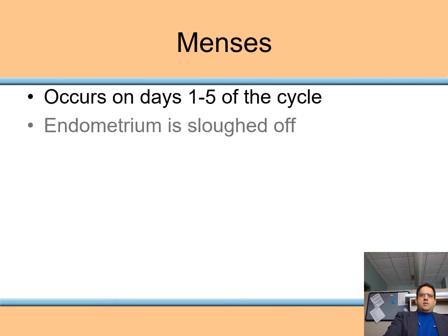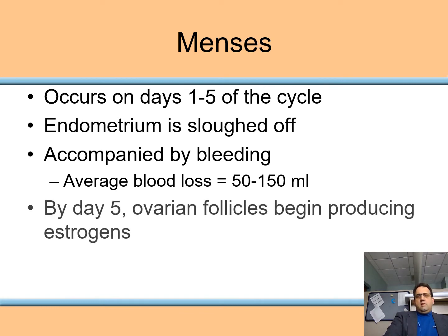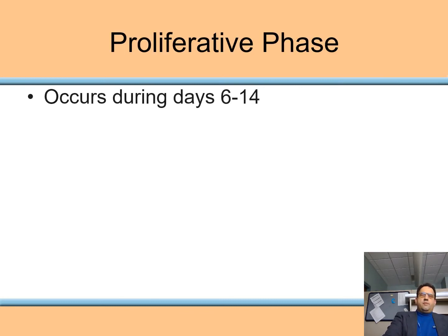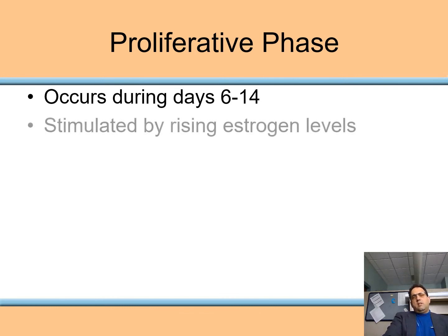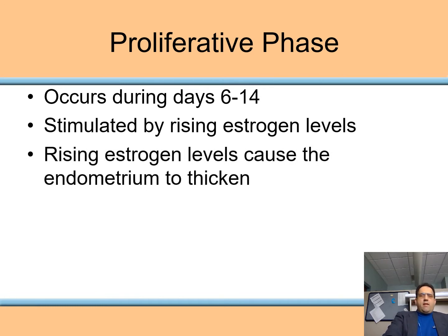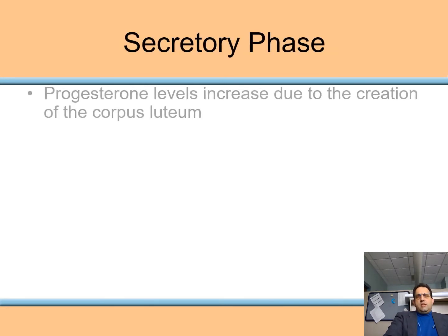So menses occurs on days 1 through 5. The endometrium is sloughed off. It's typically accompanied by bleeding, anywhere from 50 to 150 milliliters of blood loss. By day 5, the ovarian follicles begin producing estrogens again, which leads to the proliferative phase, days 6 through 14. Rising estrogen levels cause the endometrium to thicken. The egg is released at the very end of this phase, and that leads us to the secretory phase.